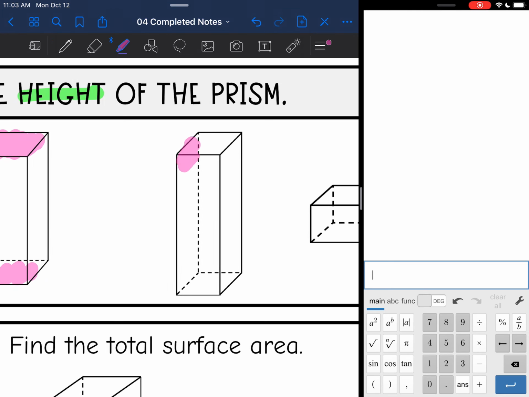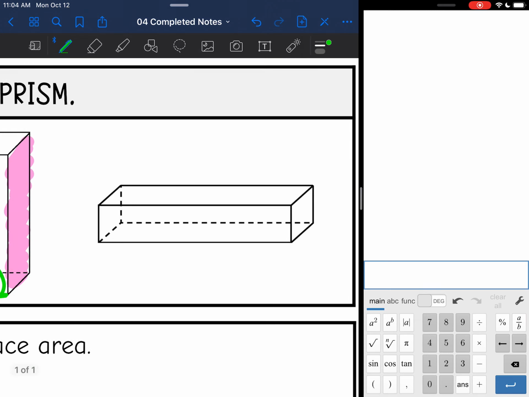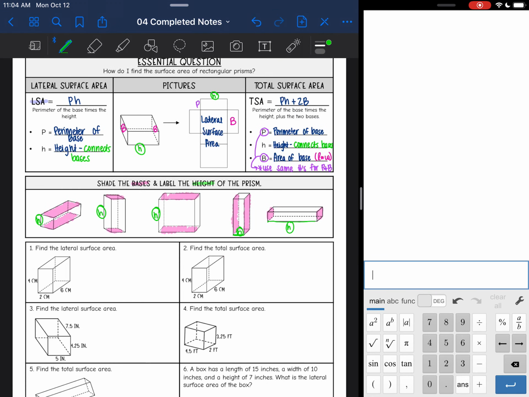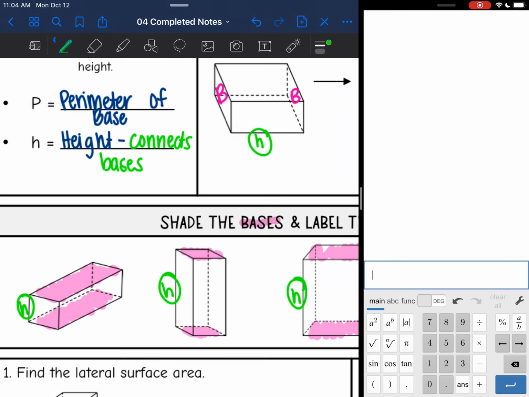So you could technically use this as the base as well because they are parallel and congruent faces across from each other. That would just make this distance connecting the bases the height instead. Okay, and I'm going to do the same thing here. I'm going to use some of the side faces as the bases, which makes this distance right here the height connecting them.